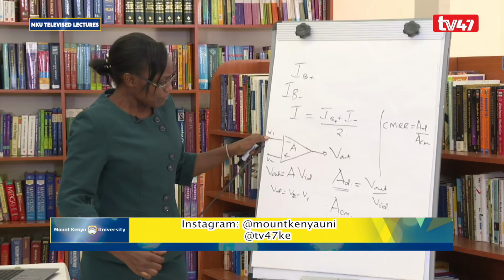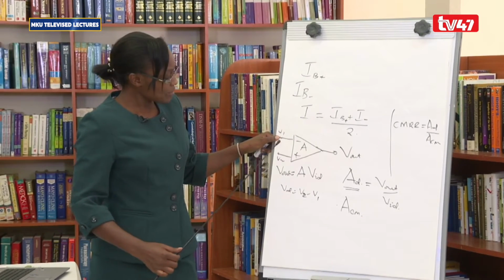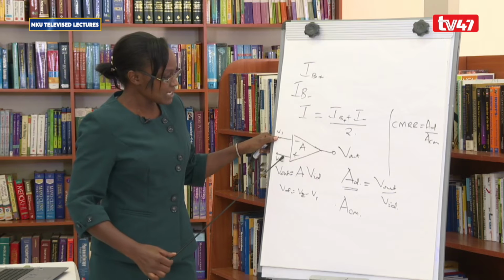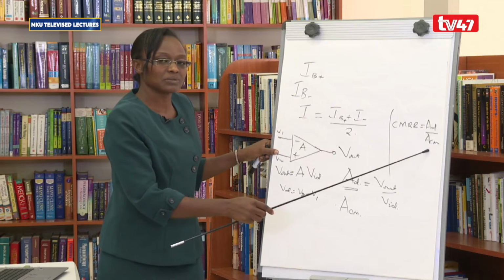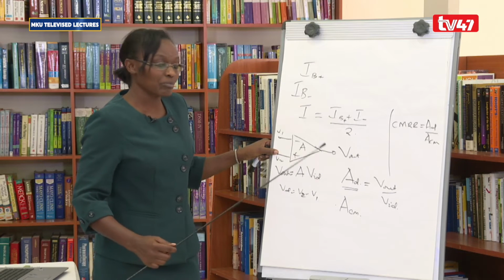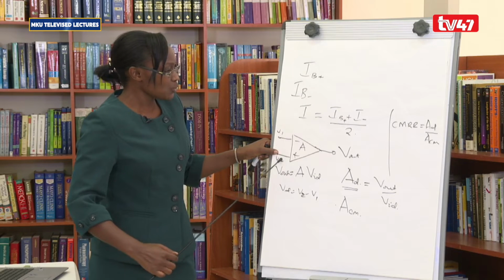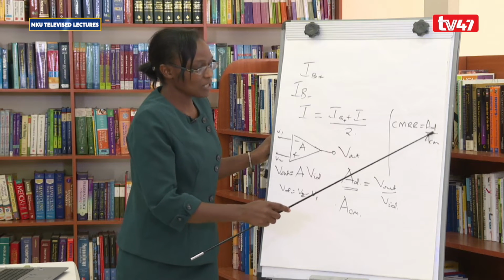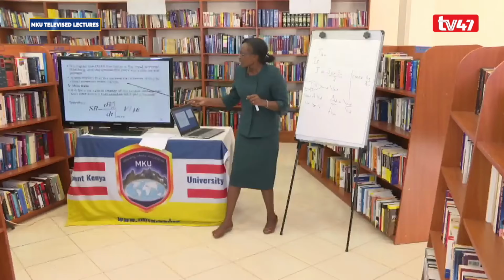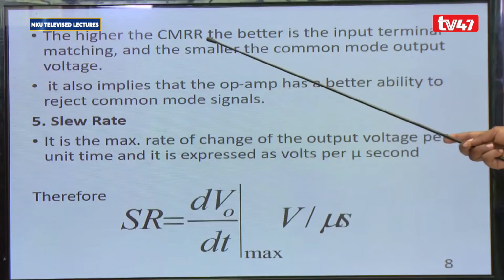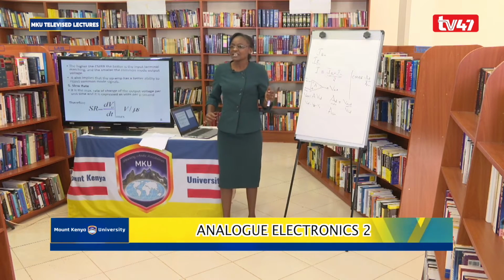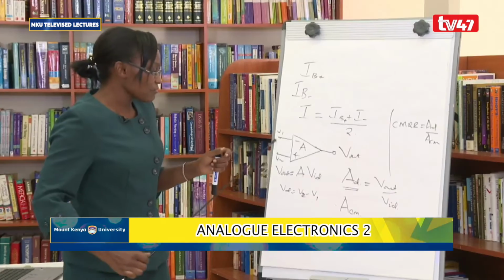So if, for instance, noise appears at the two input terminals, noise is a common signal to the two input terminals. If we don't have noise, or our noise was 0, then our ACM will be very small. We're saying the higher the CMRR, the better the input terminal matching. That shows the ability of the operational amplifier to reject common mode signals such as noise and to only amplify the differential signals.